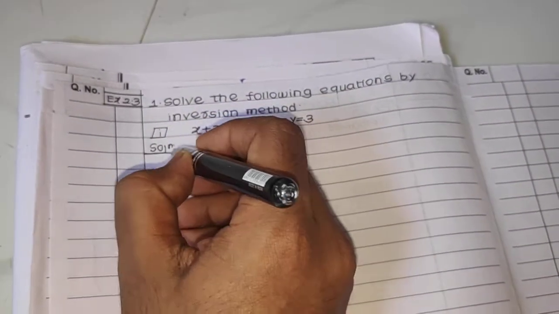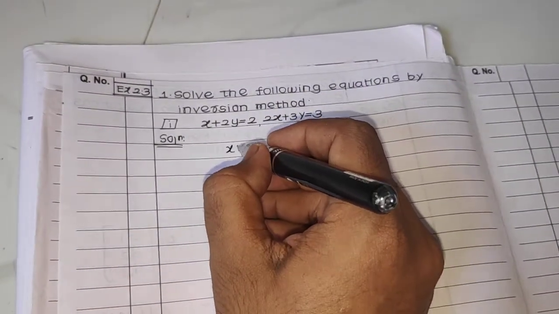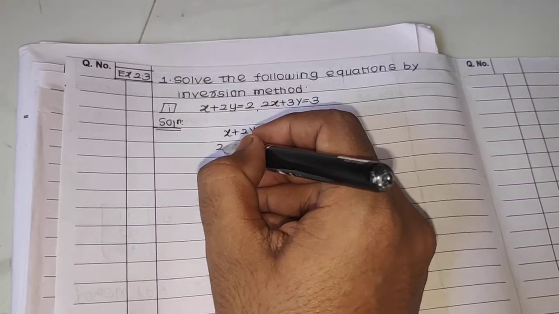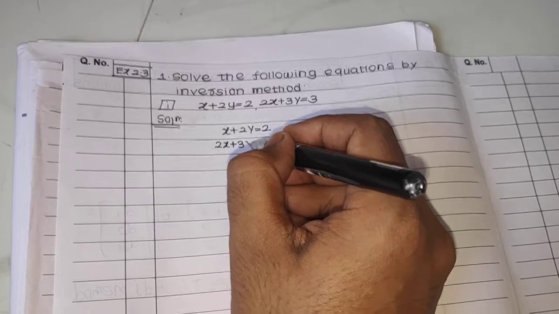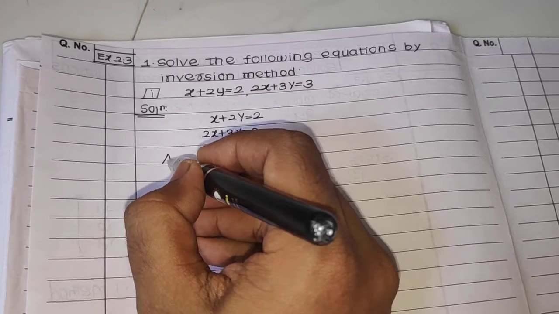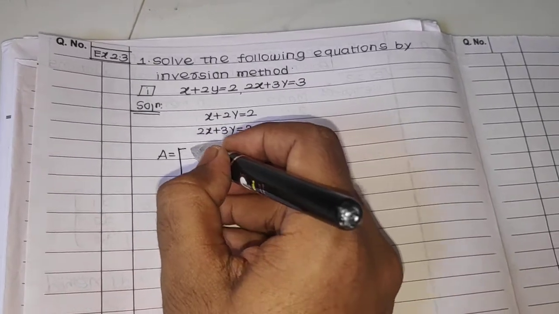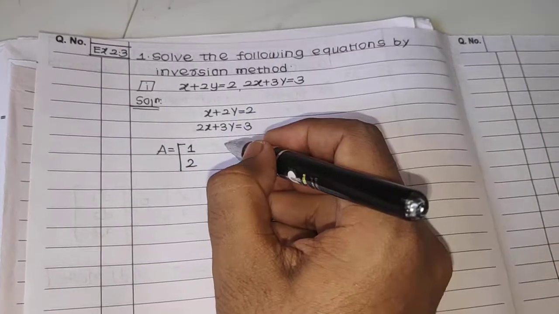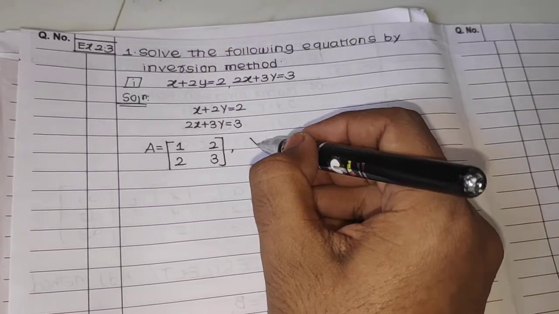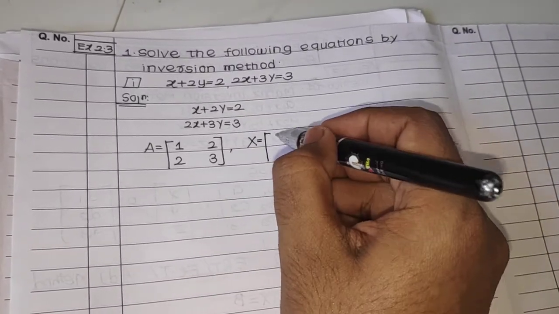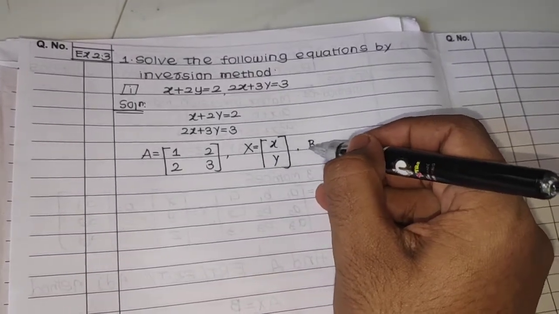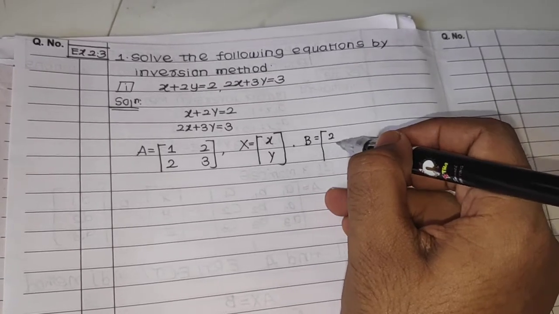Solution. The given equations are x plus 2y equals 2, and 2x plus 3y equals 3. Let us consider first matrix A, which is 1, 2, 2 and 3. Then we take a matrix X as x, y. Then there is a matrix B, which is 2, 3.